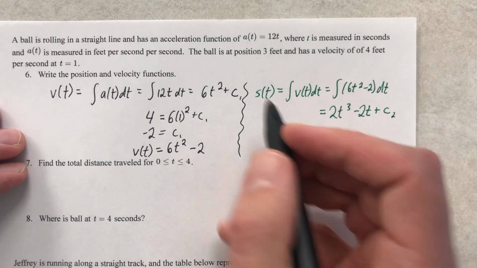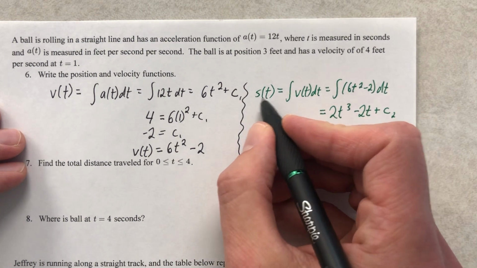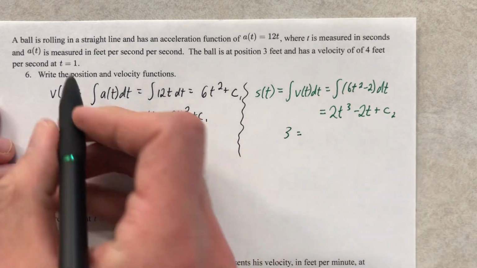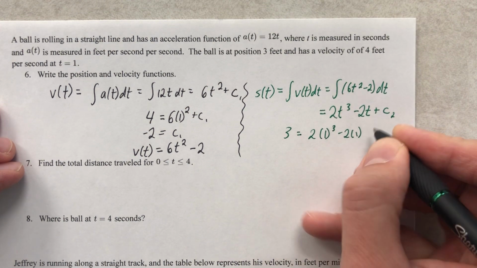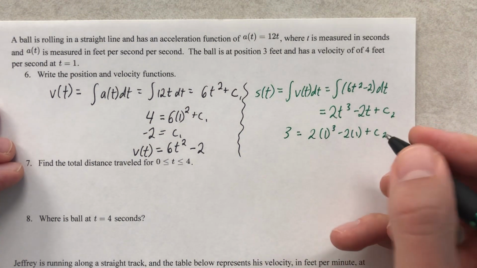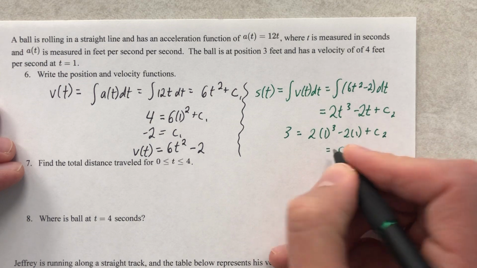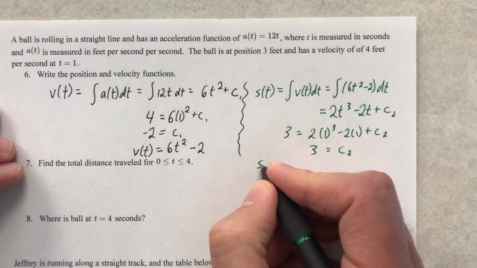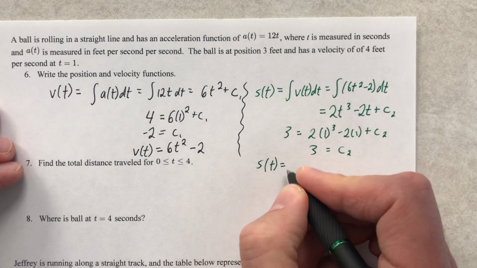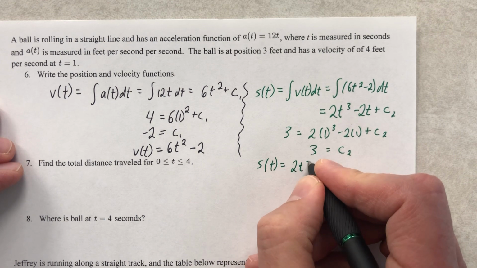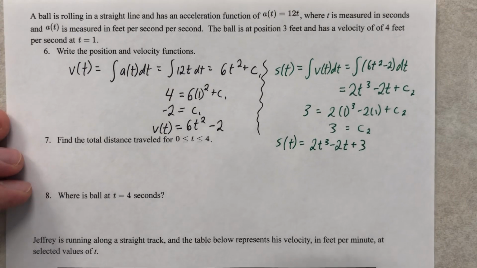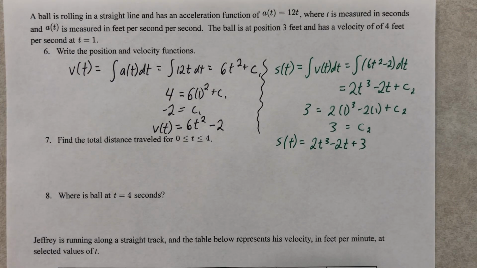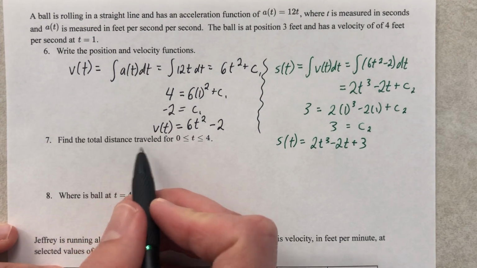So we know the position is 3 at 1 second. So 2 times 1 cubed minus 2 times 1 plus c2, which gives me a c2 value of 3, which means I can now write my position function. So 2t cubed minus 2t plus 3. You happy? Me too.